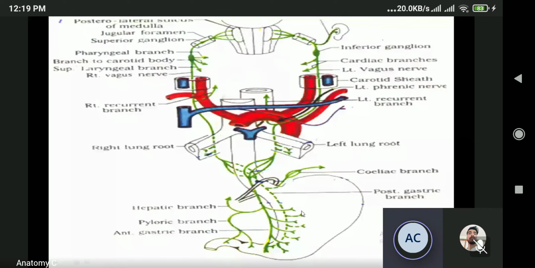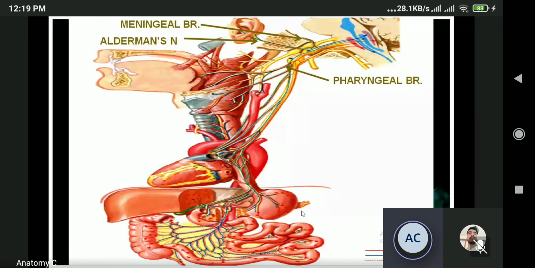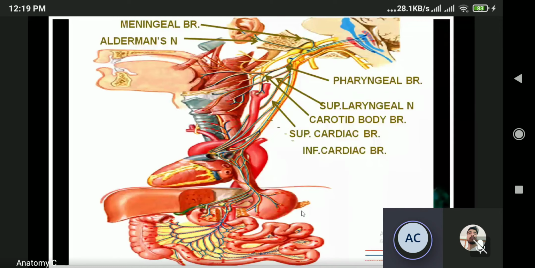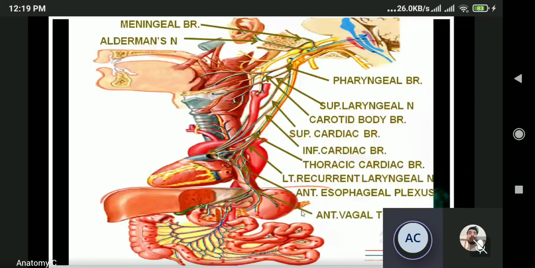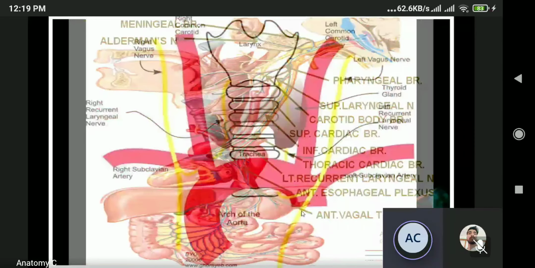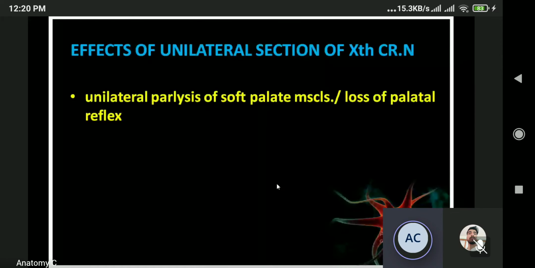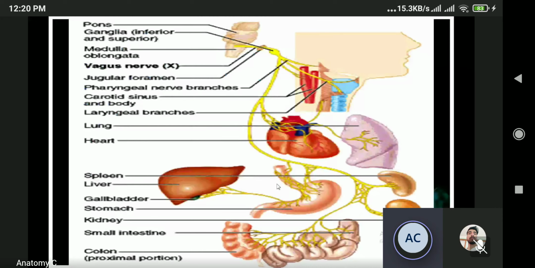I have a PKLS supply course, you just read by yourself. So those are the pharyngeal branches. Now you can see the superior laryngeal, cardiac branches, then left recurrent, esophageal branches, then the vagal trunk. Now you can see over here, this is the right vagus, this one is the left vagus, this is the right recurrent laryngeal nerve, and this one is the left recurrent laryngeal nerve, which is the branch in the thoracic cavity. So these all are the branches of the vagus nerve.